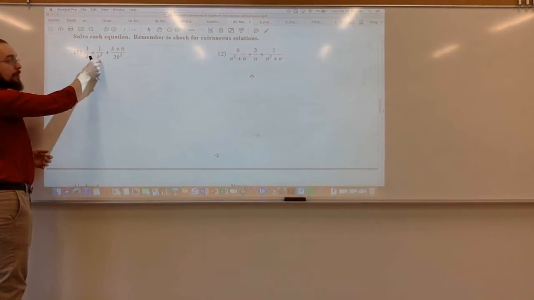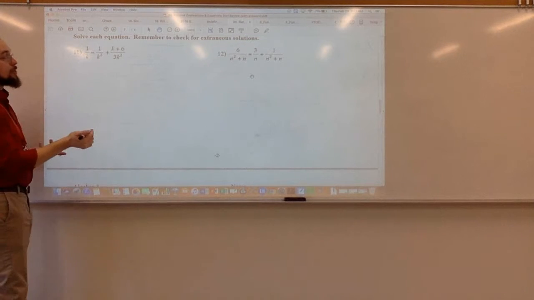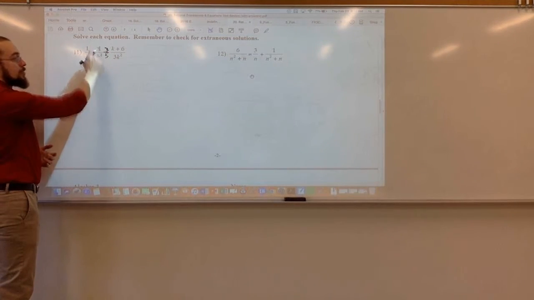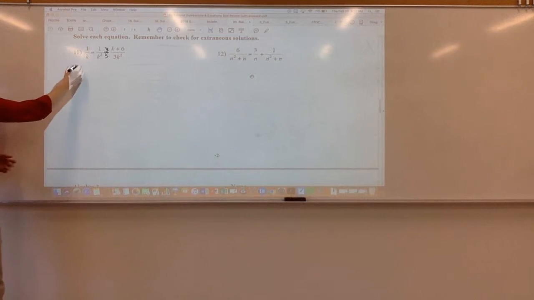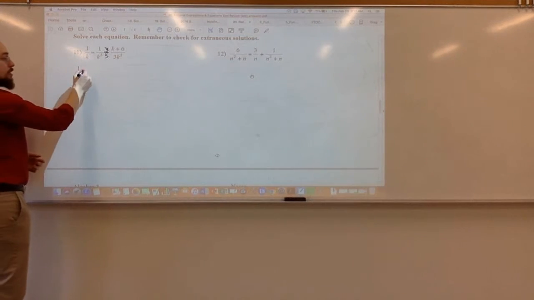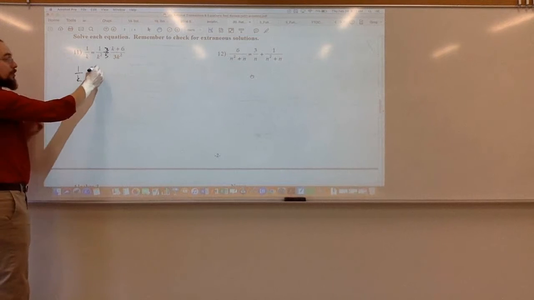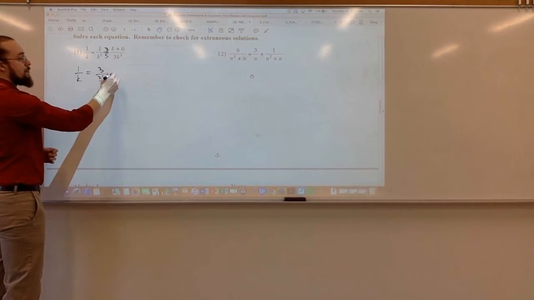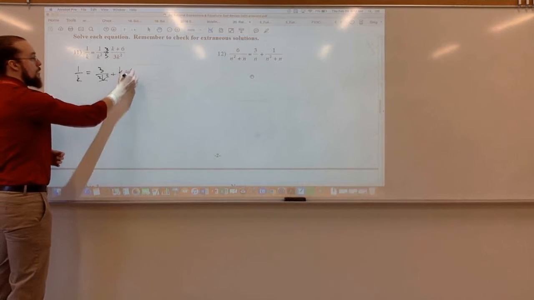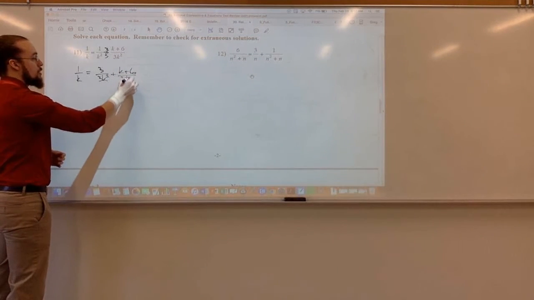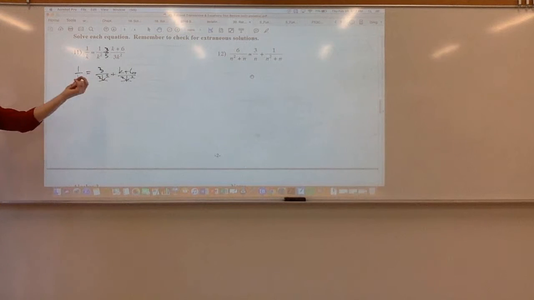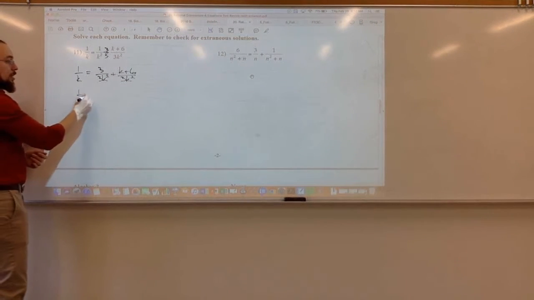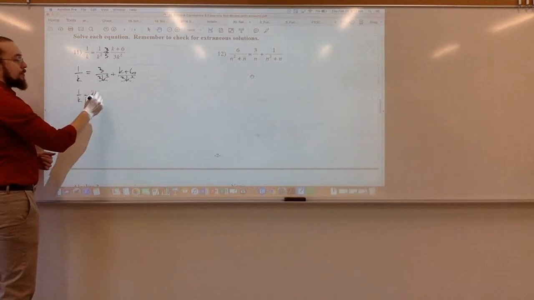So here, my denominator is k squared. Here it's 3k squared. So to make those denominators look the same, I would multiply this first fraction by 3 over 3. So I'm not doing anything on the left side here. Then I'll end up with 3 over 3k squared plus k plus 6 over 3k squared. So now I can combine my like terms in the numerator. So 3 plus k plus 6.